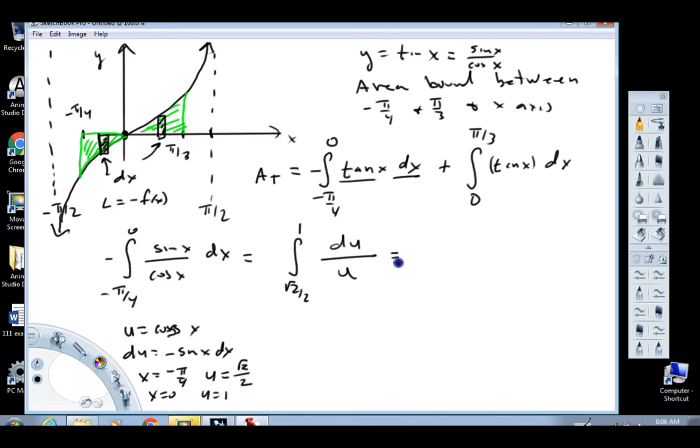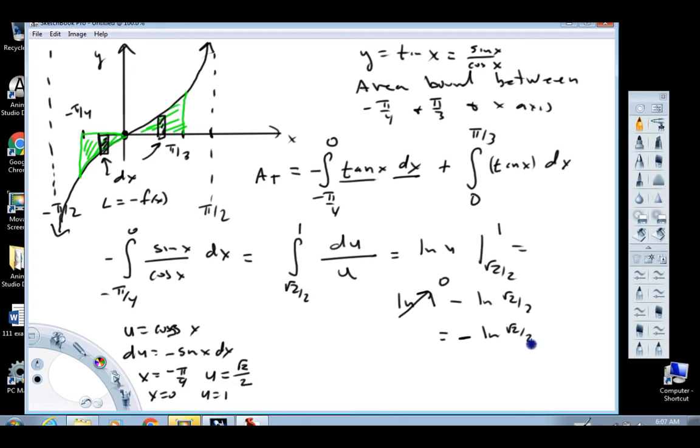This is going to equal now, integral of du over u is natural log u, evaluated at these limits from root 2 over 2 to 1. So this is going to equal natural log of 1 minus natural log of root 2 over 2. Now the natural log of 1 is 0. Now at first glance, this kind of looks like maybe there's a problem, because this comes out to be negative natural log root 2 over 2.